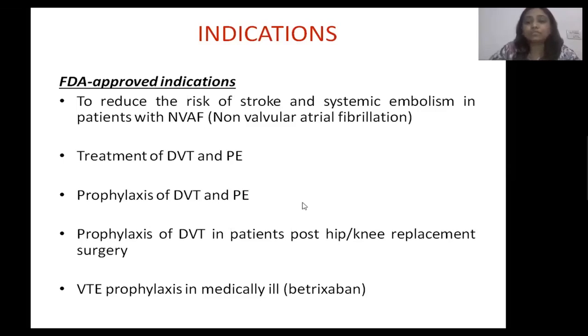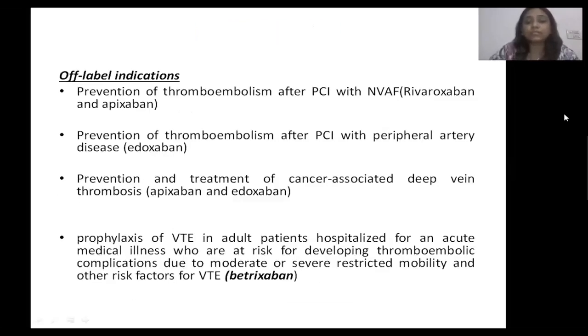The fourth and the newest agent, that is betrixaban, has only one FDA-approved indication, that is venous thromboembolism prophylaxis in acutely medically ill patients, who are hospitalized for an acute medical illness and are at risk of developing thromboembolic complications due to moderate or severe restricted mobility.